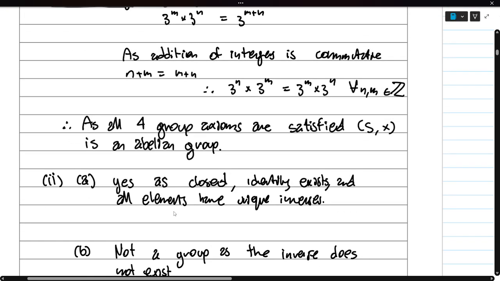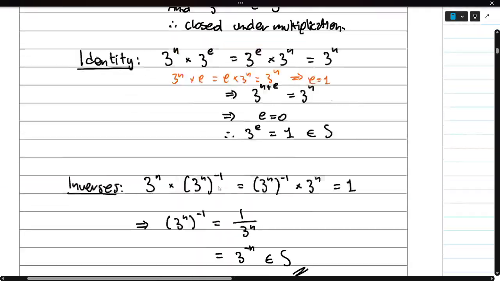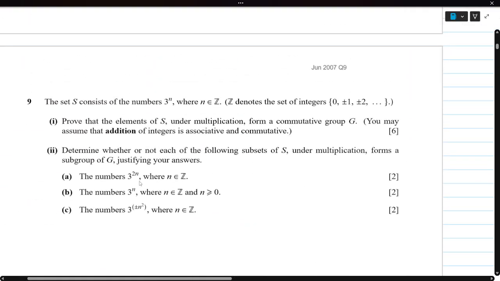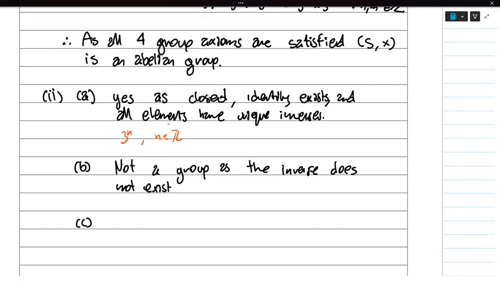Now, for the first case, if I'm not wrong, is 3 to the n, n is an integer. Is that right? 3 to 2n, I think. Yeah, 3 to 2n. I don't know why this wouldn't be a group. It would just be a subset, a subgroup of G.